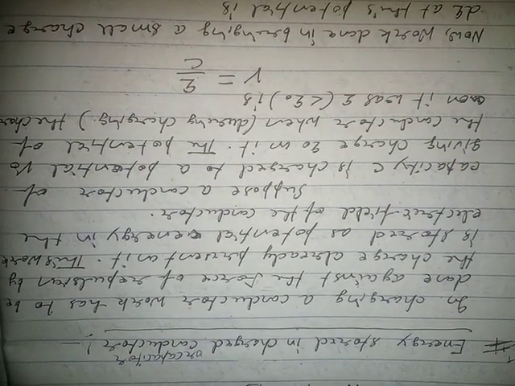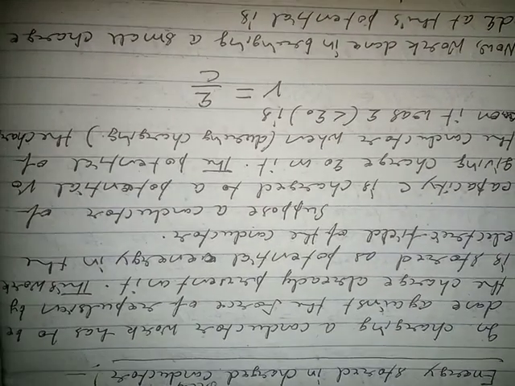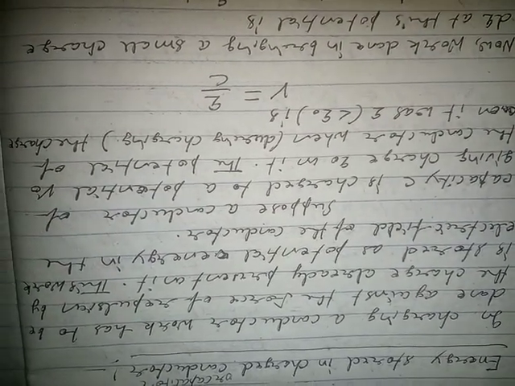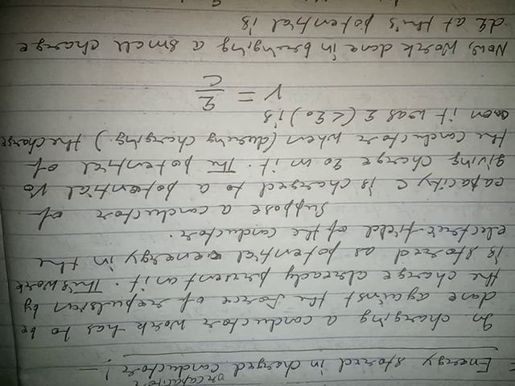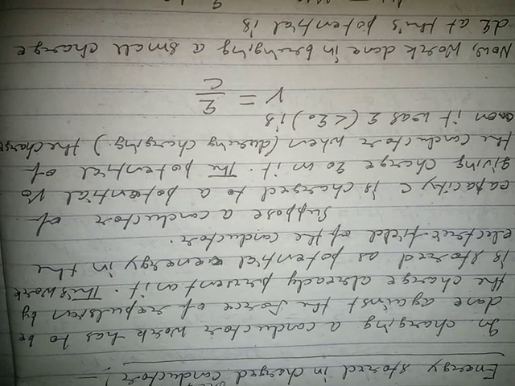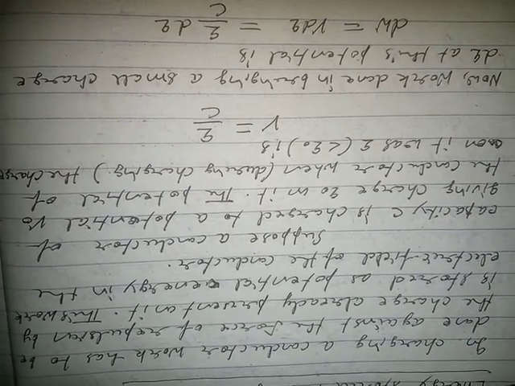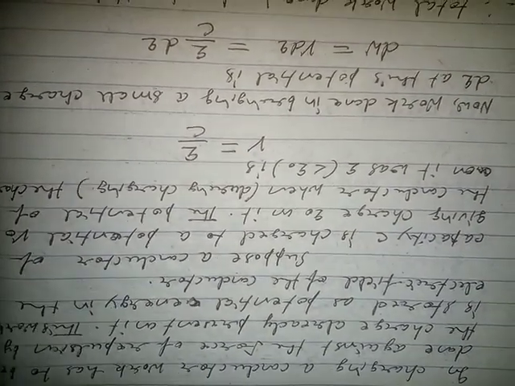Energy is stored in a charged conductor or a capacitor. In charging a conductor, work has to be done against the force of repulsion by the charge already present on it. This work is stored as potential energy in the electric field of the conductor.